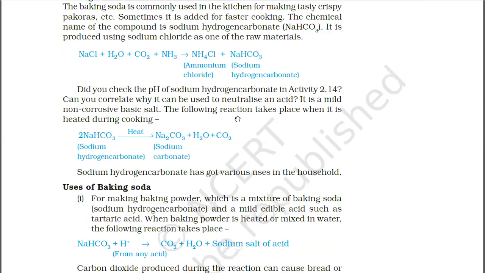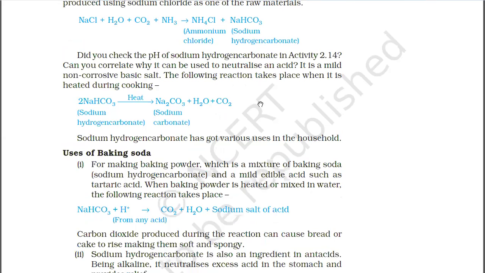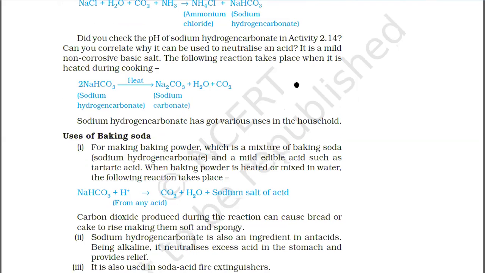Did you check the pH of sodium hydrogen carbonate in Activity 2.14? Can you correlate why it can be used to neutralize an acid? It is a mild, non-corrosive basic salt. The following reaction takes place when it is heated during cooking.